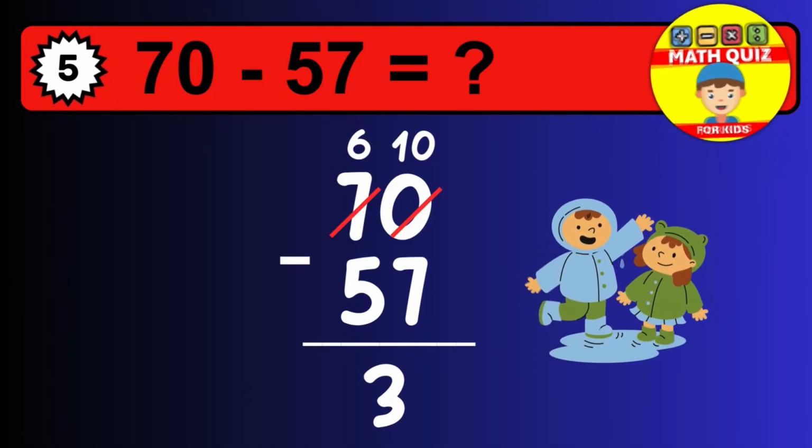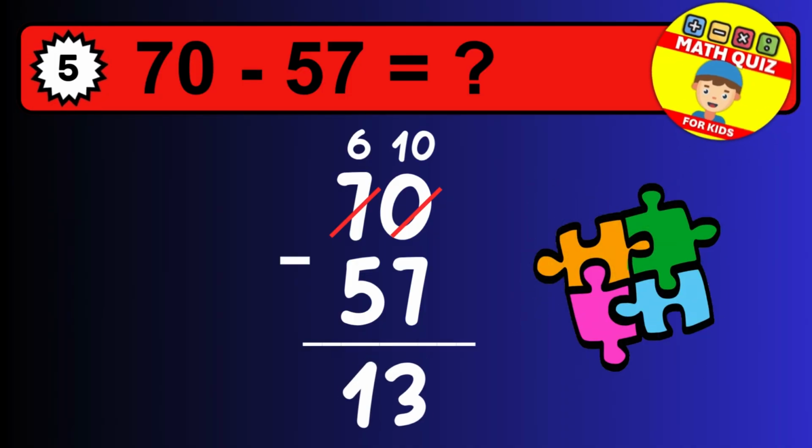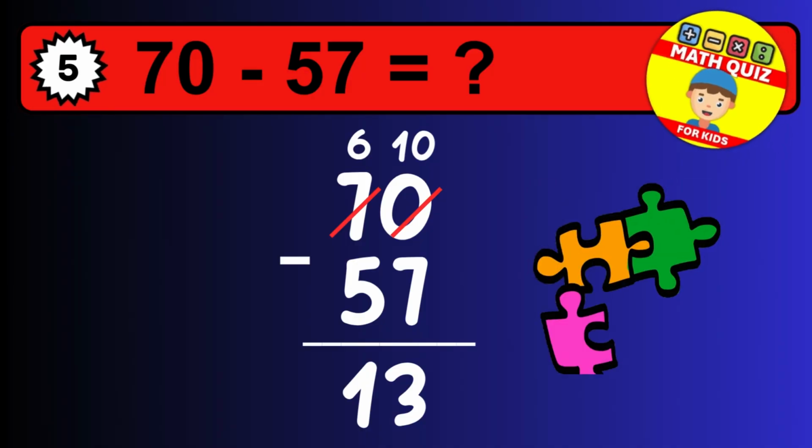Now we subtract. 10 minus 7 is 3. Then we go to the tens. 6 minus 5 is 1. The final answer is 13.